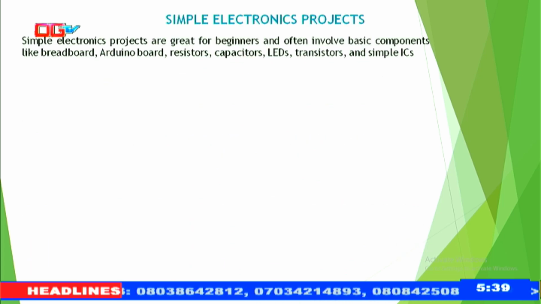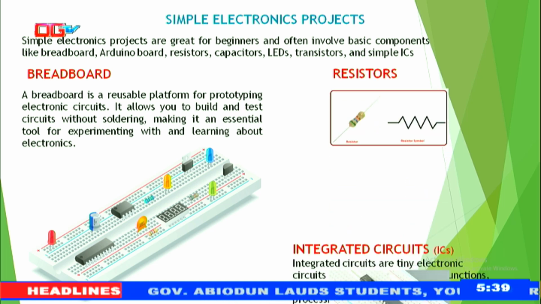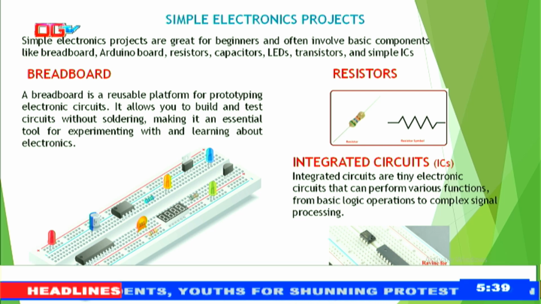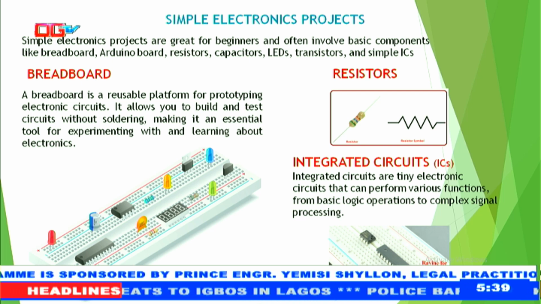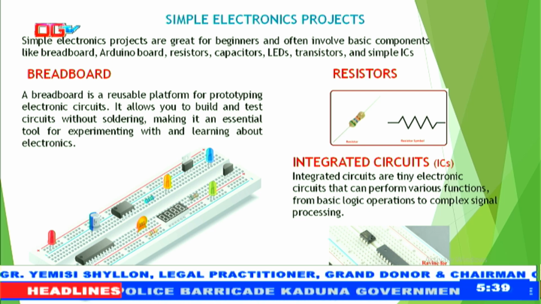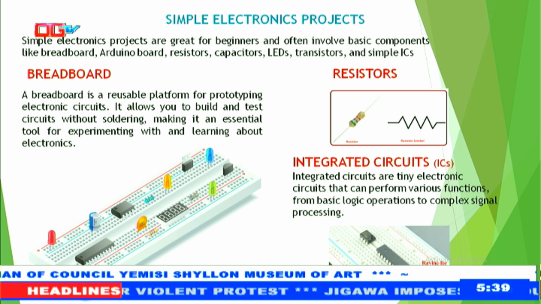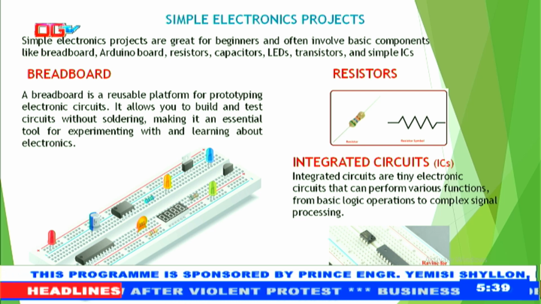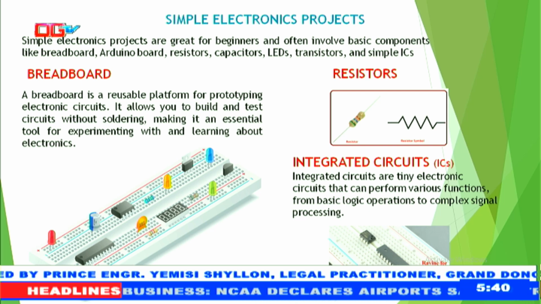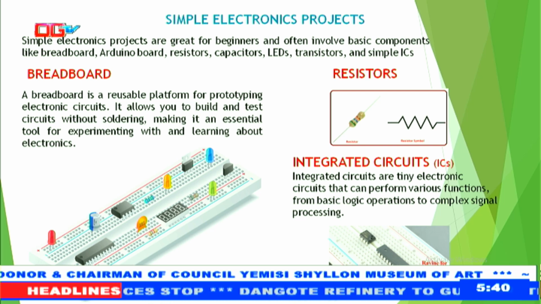So, now, simple electronics projects, what does this actually mean? Simple electronics projects are great for beginners and often involve basic components like breadboard, Arduino board, resistors, capacitors, LED. What we mean by LED is light emitting diodes, transistors, simple IC. IC means integrated circuits. Now, for the young ones, especially those that are very interested in electronics, this is where they can start from. Yes, they can really start from this, because by the time you start practicing what you are interested in, you'll be able to move further.